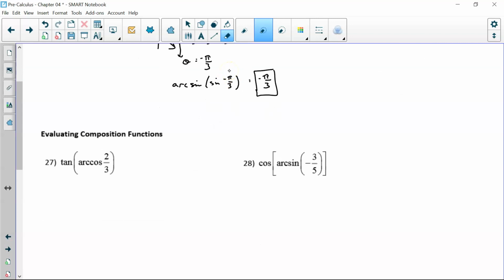Now, these are a little bit different. What we're going to do is find the inside first. The arc cosine of 2/3. It's positive and it's cosine. We're going to draw a triangle in quadrant 1.